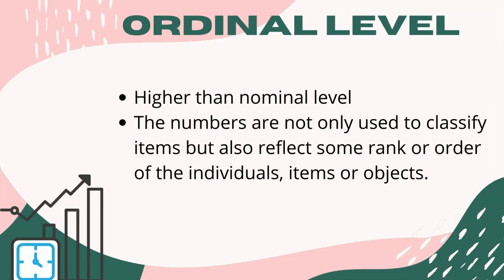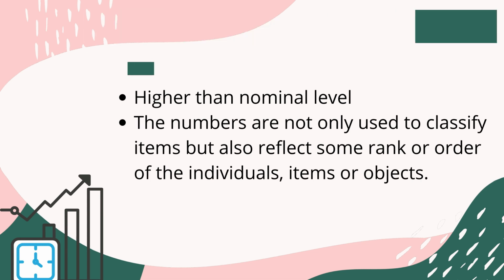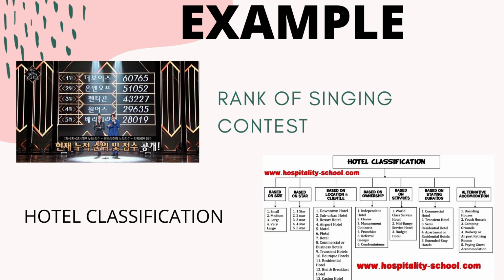Second is the ordinal level, higher than the nominal level, where the numbers are not only used to classify items but also reflect some rank or order of the individuals, items, or objects. It also indicates that objects belong in one category. Examples are rank in singing contests and hotel classifications.